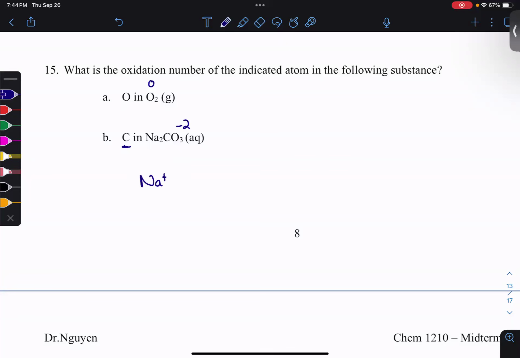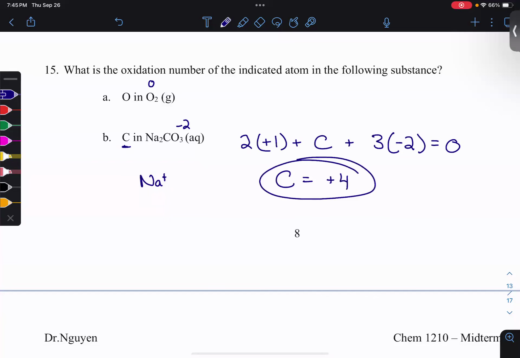Okay, so we're going to set up an equation. We have 2 nitrogens where each of them is a +1. So 2 times +1 plus whatever carbon is plus 3 oxygens, which are -2, have to add up to 0. Why 0? Because the whole compound has 0 charge. So what does the oxidation number of carbon have to be? It's +4. So that's the oxidation number of carbon.